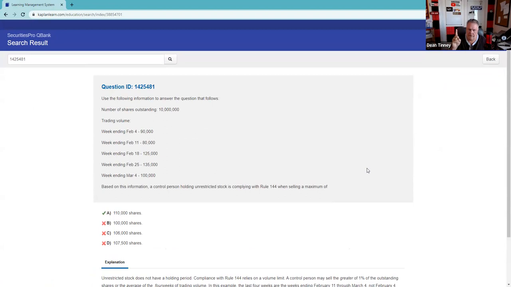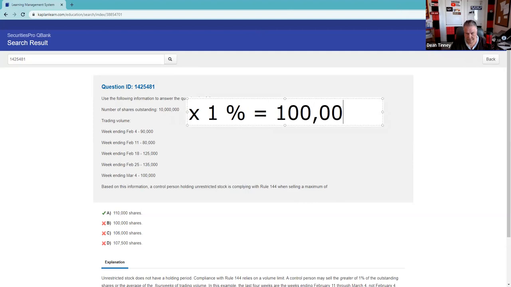I can sell 1% of the outstanding stock or the average of the last 4 weeks' volume, whichever is greater, and I can do that up to 4 times a year. So there's 10 million shares outstanding. The first thing we're going to do is multiply that by 1%. As we said, you can do 1%, whichever is greater. So that's 100,000 shares. That's our first step.